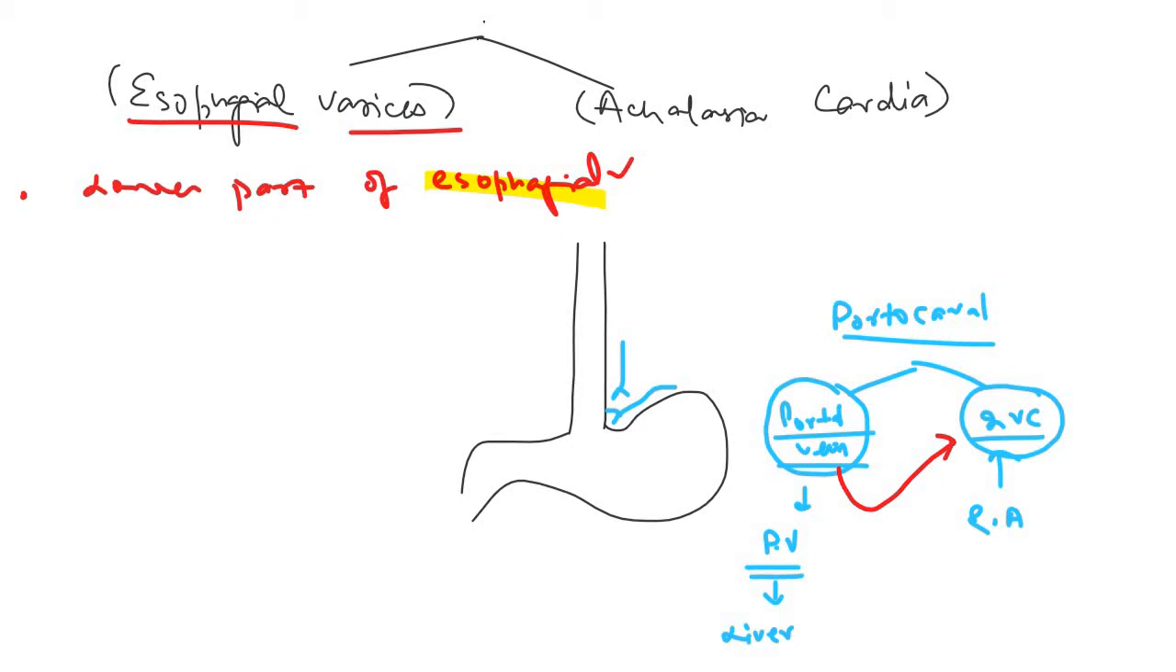Now these portocaval anastomoses are found at various sites, but for understanding esophageal varices, you just need to understand that at the lower part of the esophagus we have the portocaval anastomosis, and if portal hypertension is there, or the portal pressure is increased, then the blood from the portal vein will start flowing in a retrograde manner via these esophageal veins, and as a result the esophageal veins will be dilated, and these are called esophageal varices.